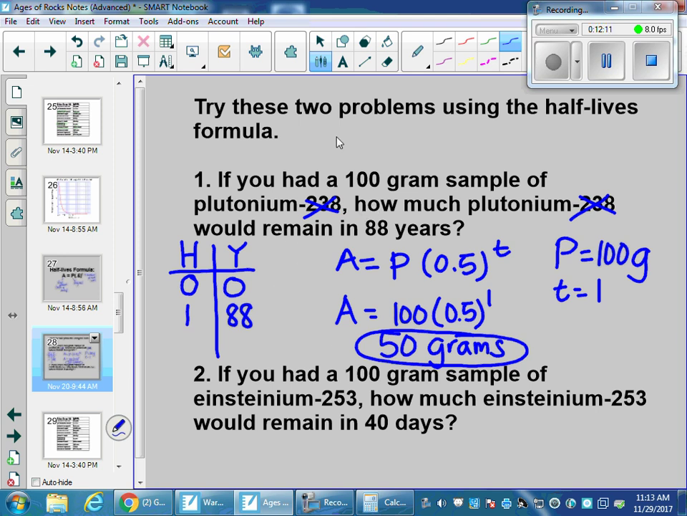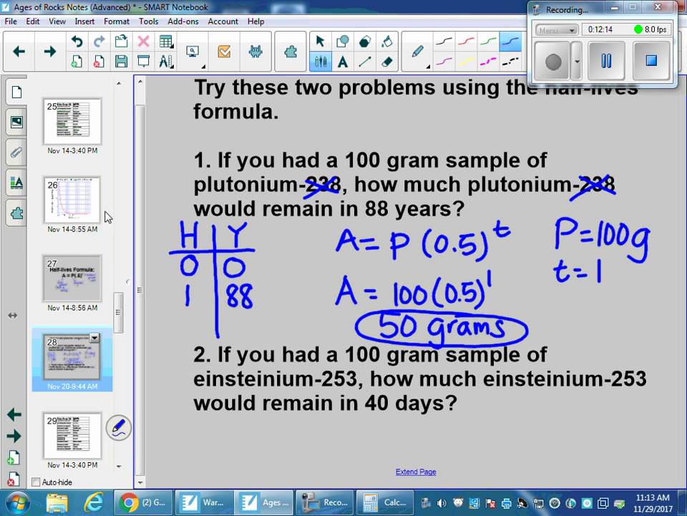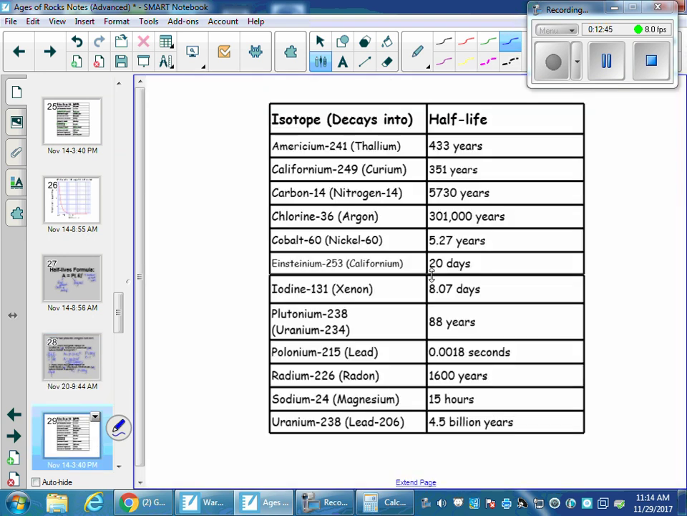Let's go ahead and do number 2 here. If you had a 100-gram sample of einsteinium-253, how much einsteinium-253 would remain in 40 days? I'm going to cross off my 253s. If I look up at my equation up top, I can read through and figure out that again I'm starting with 100 grams. And again, I have to figure out how many half-lives have passed. And over here, we're talking about days. So I'm going to set up my T-chart, half-life, days. And if I look onto my chart, I see that the half-life of einsteinium-253 is 20 days.